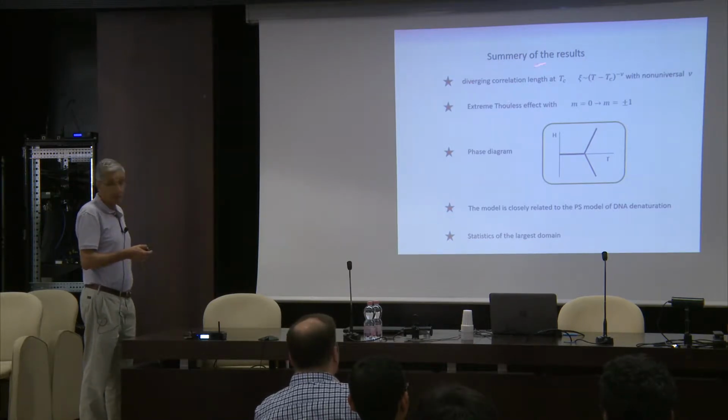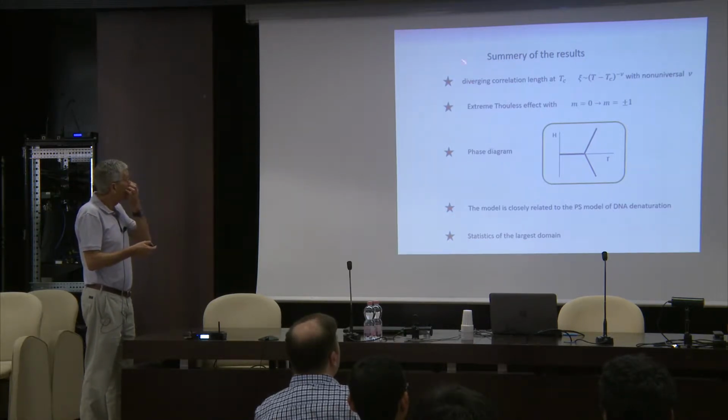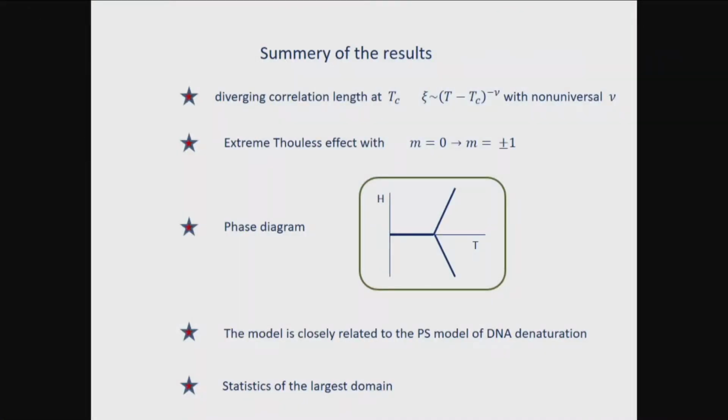First of all, the model can be solved. There is a critical point, there is a transition, and the correlation length diverges algebraically with some exponent nu, and nu is non-universal. It depends on the details of the model. So it's roughly like that.